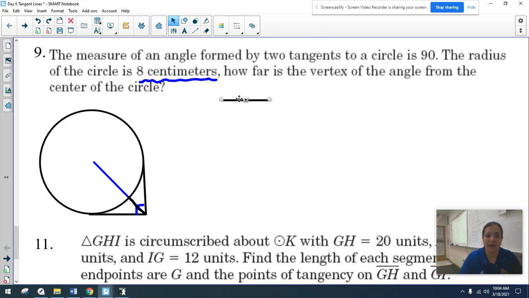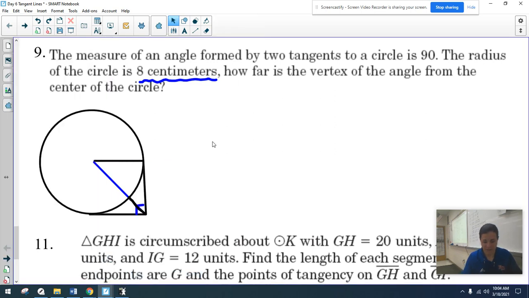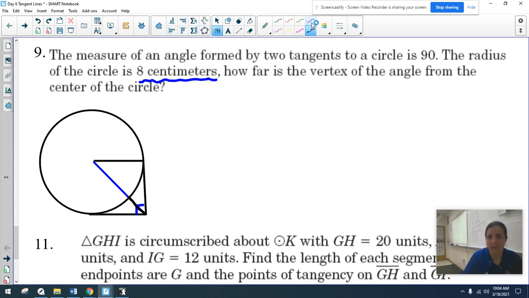So to be able to do that, I can't bring my thing over here. Okay, so here we go. So I'm going to connect this right here, which is also going to be blue because it's also going to be 8. That didn't work for some reason, whatever. So this radius is 8, this is 8, and we don't know what that part is right there. So it says the radius of the circle is 8 centimeters. How far is the vertex? So we're looking for the 8 plus x right here, okay?